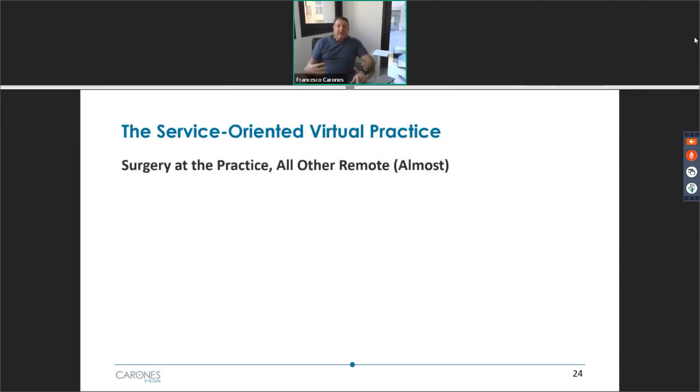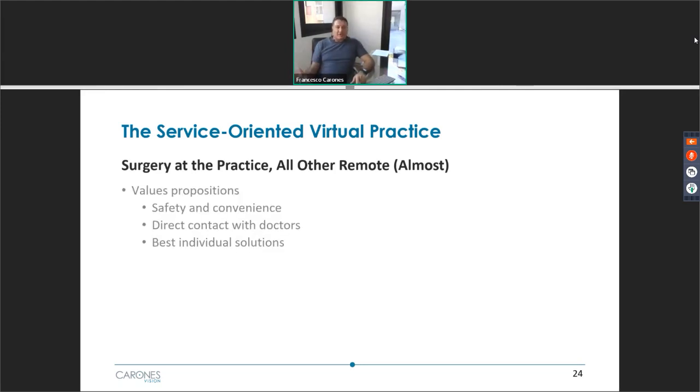And given that the service-oriented virtual practice should have surgery at the practice only and everything else done remotely, here are the value propositions that we have in this case. We want to give patients a concept involving safety, but also convenience. We want for the patients to have a direct contact with the doctors, to offer them the best individual solutions. Needless to say, we are focusing quite a lot on premium vision correction procedures, so laser procedures and high technology IOLs.